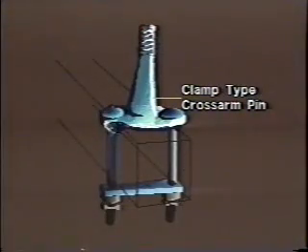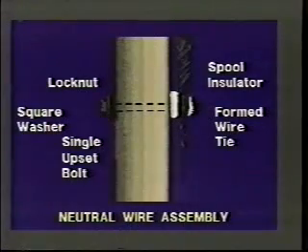When loads exceed 2,000 pounds, such as found with larger conductors, crossarm clamp pin assemblies are used in place of the bolt-through crossarm pins to support the pin-type insulators. The neutral assembly consists of the same components as on single-phase straight lines.